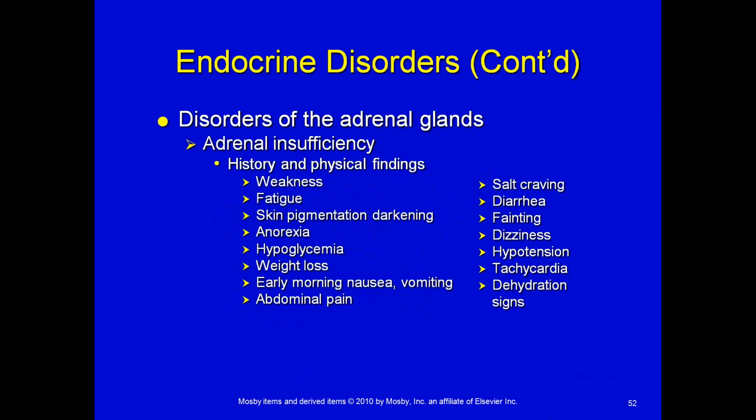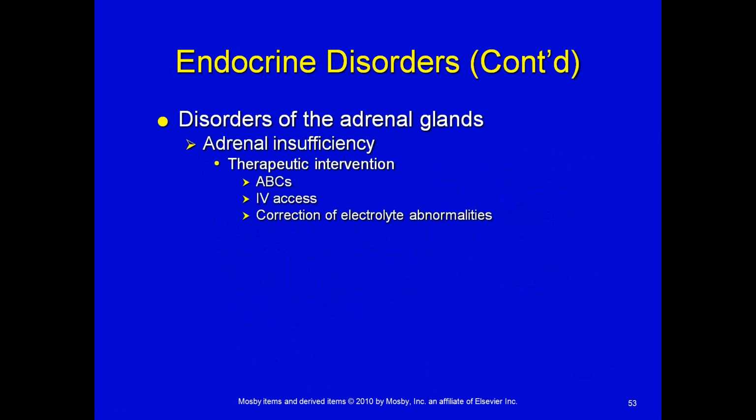The history and physical findings of adrenal insufficiency include weakness, fatigue, anorexia, hypoglycemia, weight loss, nausea, vomiting, abdominal pain, many of the different things that you see with electrolyte disturbances as well. They may also get skin pigmentation or darkening of the skin. In the previous slide, you saw the skin pigmentation of those gums, which is a telltale sign of adrenal insufficiency. They may have salt craving, may have diarrhea, fainting, dizziness, hypotension, tachycardia, and dehydration as well.